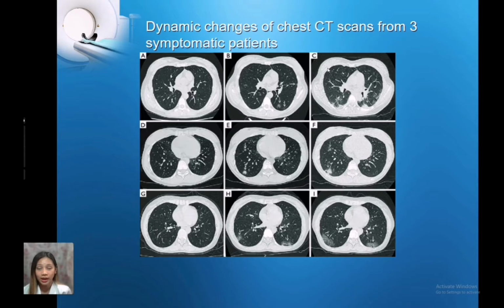For the next CT scan, which is 1 week later, it showed this. So there is further progression of the pneumonia here. So the finding of this disease is pneumonia in our patient 1.